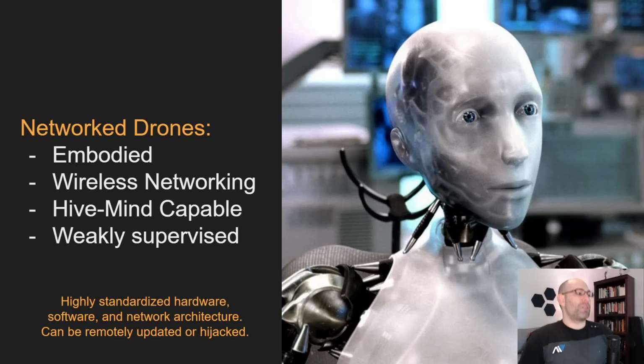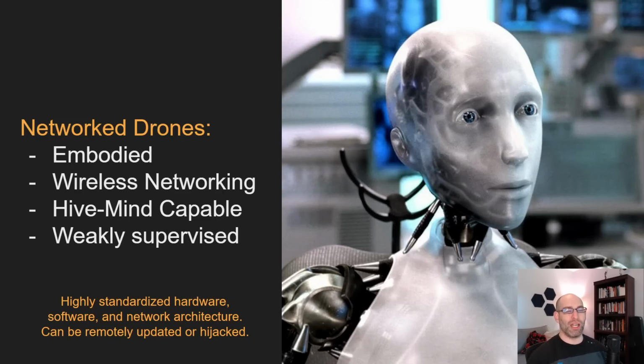The second architecture is networked drones. This is what was explored mostly in The Matrix, where the Squiddies are networked drones that are mostly autonomous but have central controllers. Also the Nestor Class 5 from iRobot. They are embodied, they have wireless networking, they're hive mind capable, but mostly they're autonomous.